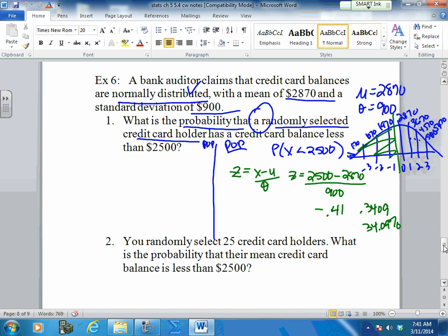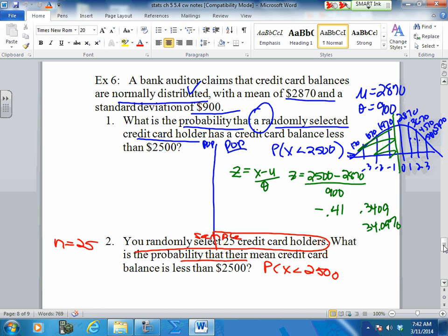Now, we say, okay, you randomly select 25 credit card holders. You use a sample. So you have a sample of 25. Instead of picking that one person, you're going to pick 25 of them and take the mean of that 25 and compare that mean to the 2,500 and see how you get on that. So we want to know, same thing, what is the probability that they're less than 2,500. Now, we keep the same mean, the same standard deviation.